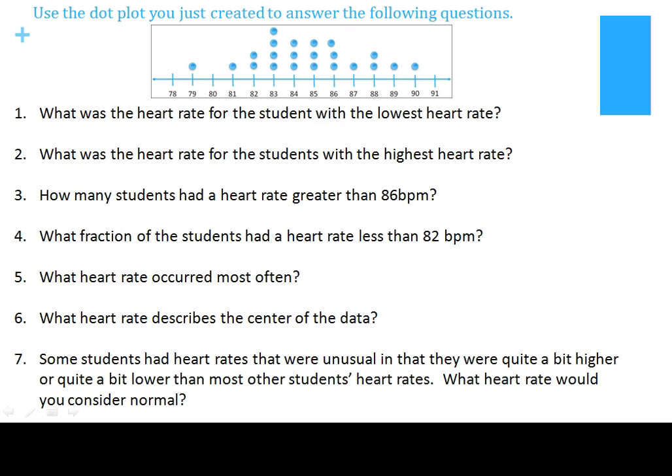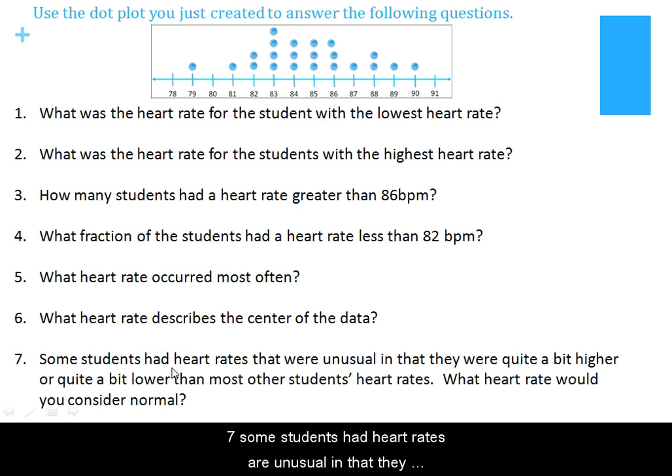Let's count the values. 1, 2, 3, 4, 5, 6, 7, 8, 9, 10, 11. There will be 11 students here to the left of this halfway point, 84.5, and 11 students above 84.5. You could describe the center of the data as 84 to 85, or 84.5.